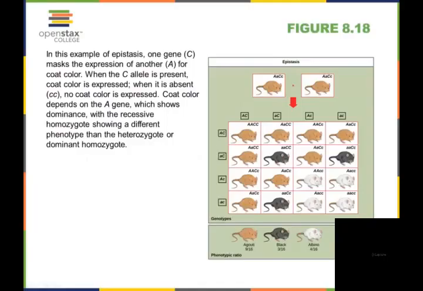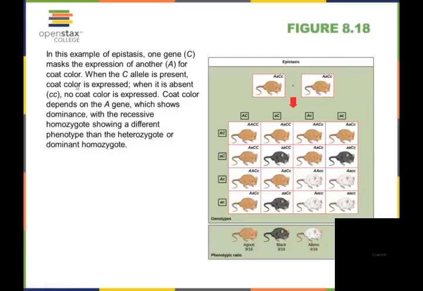Another thing we can have happen with genes is called epistasis. This is going to be when one gene is going to affect the expression of another one. So this is showing the example here with mice. This is also how Labrador dogs get their colors. You have black labs, yellow labs, and chocolate labs.